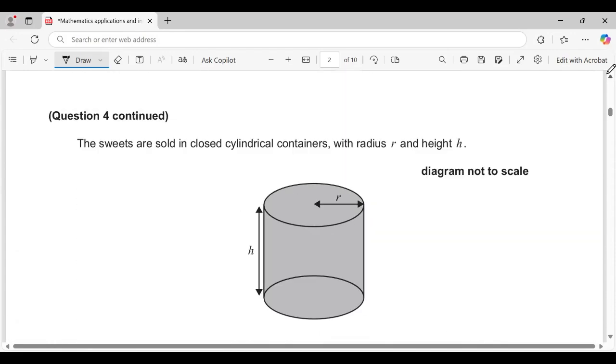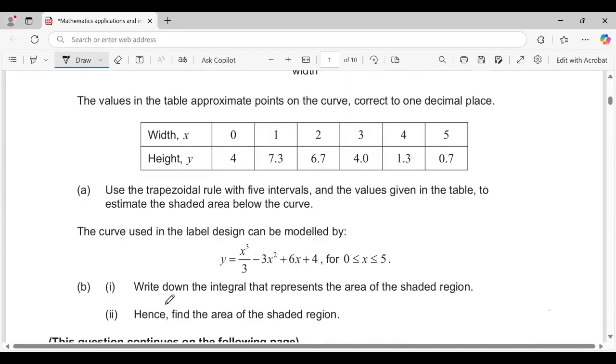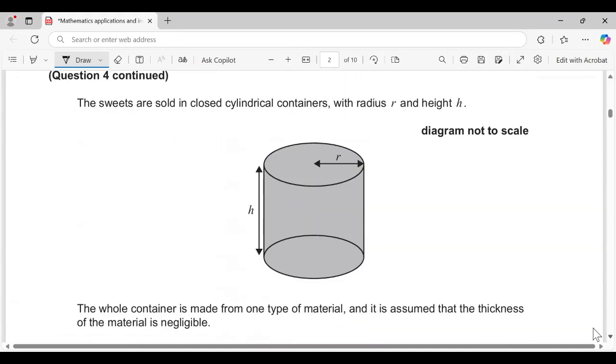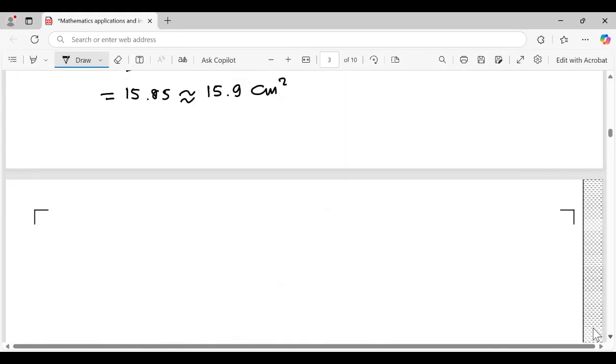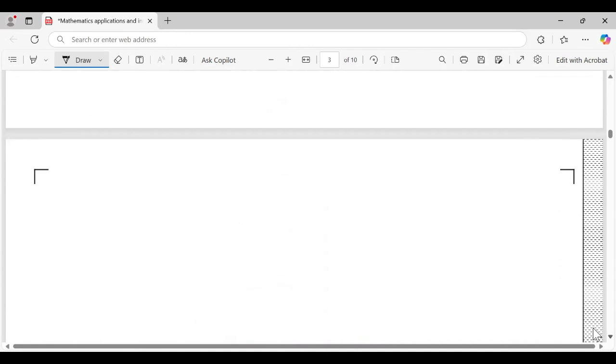Question B. The curve used in the label design can be modeled by this equation. Write down the integral that represents the area of the shaded region, hence find the area of the shaded region. Okay, so the integral, and after that calculate the area.